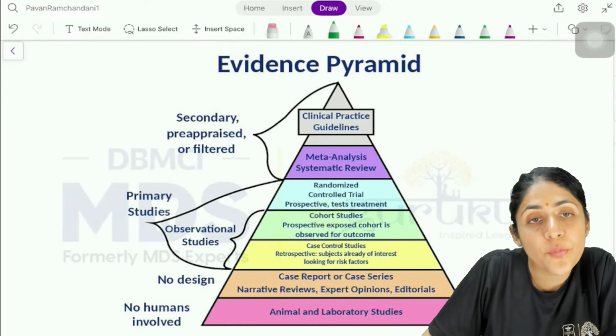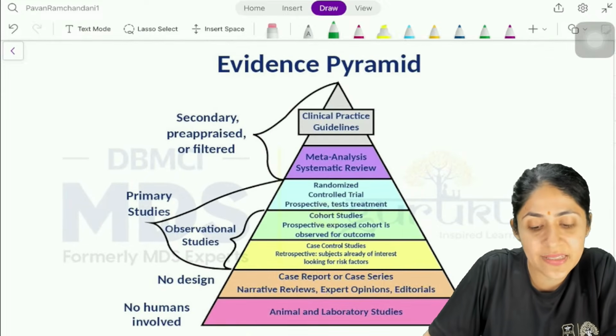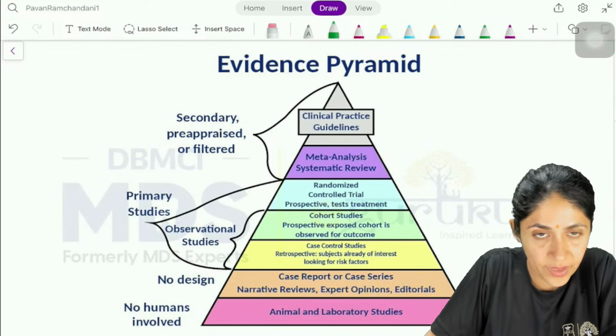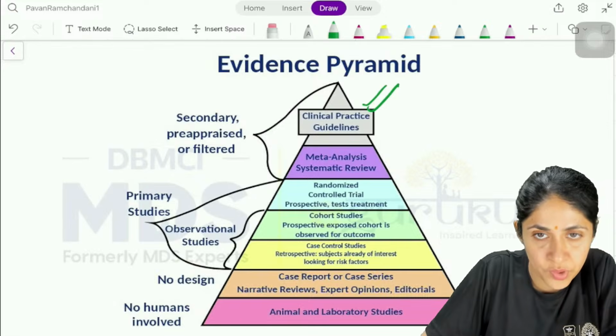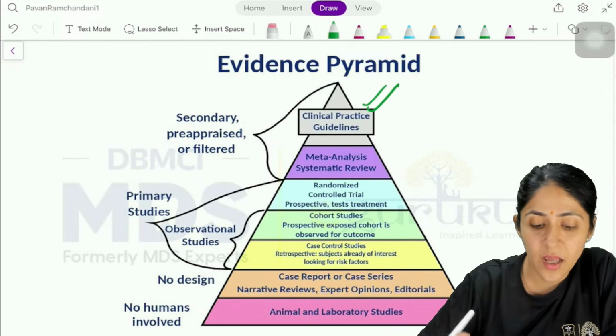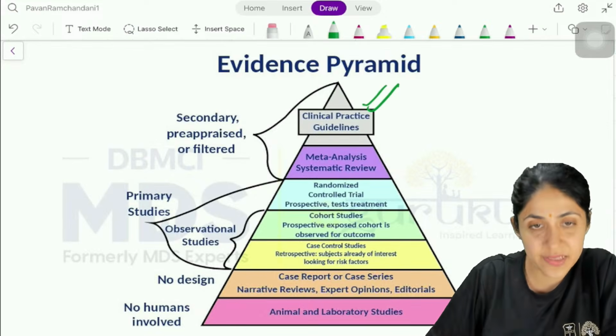However, if you are given the option of clinical practice guideline in your options, in that case, clinical practice guideline will be given the weightage. So in that case, we will go with clinical practice guideline.